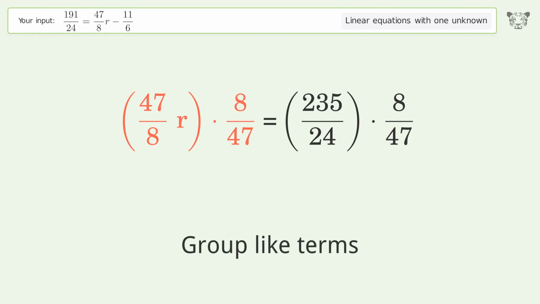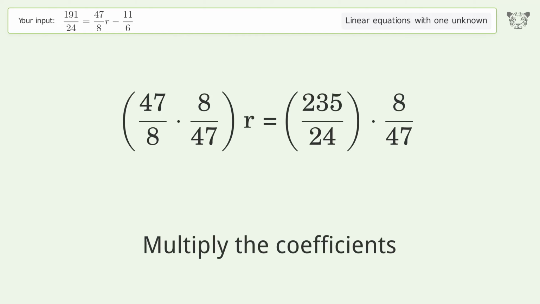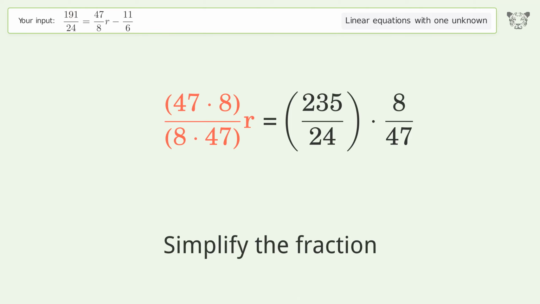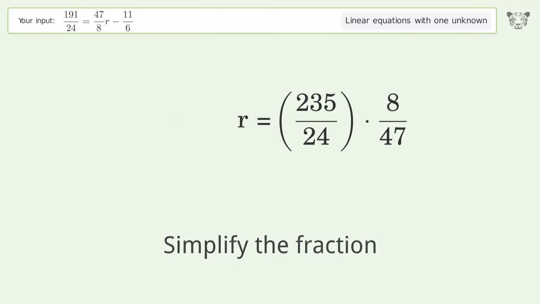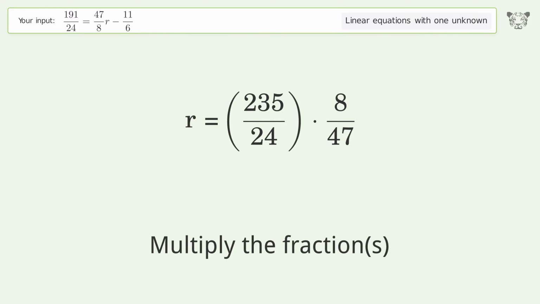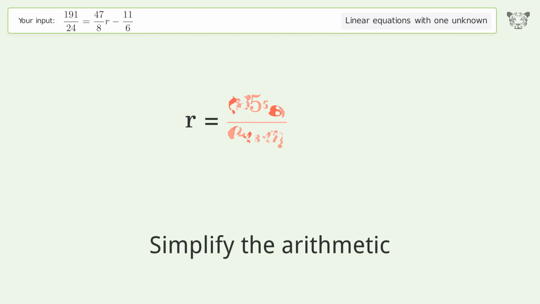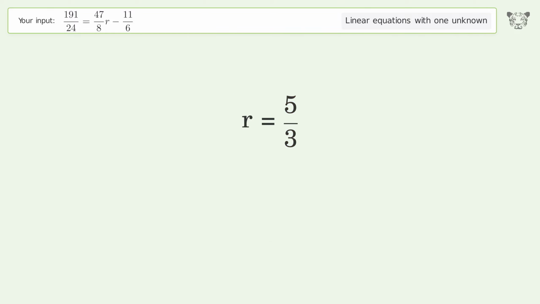Group like terms. Multiply the coefficients. Simplify the fraction. Multiply the fractions. Simplify the arithmetic. And so the final result is r equals 5/3.